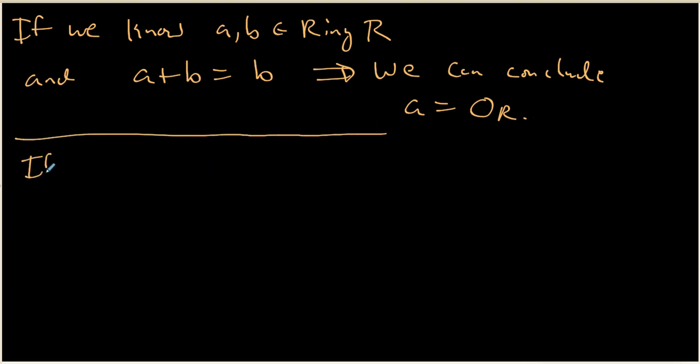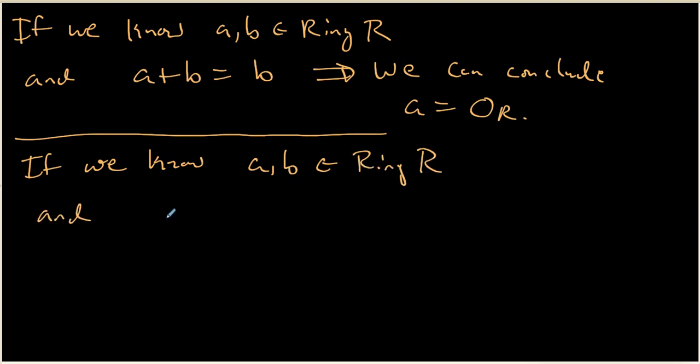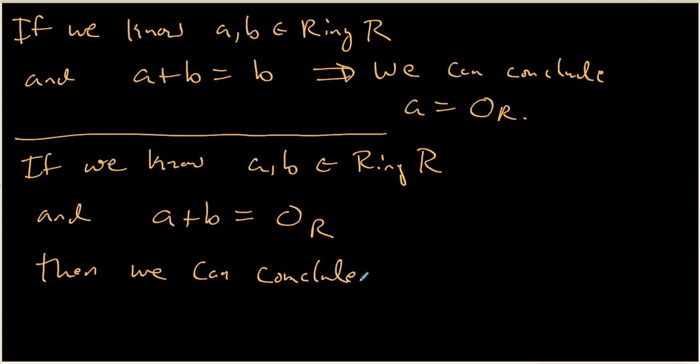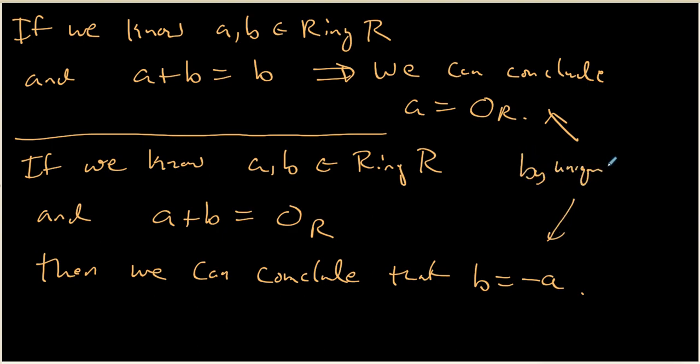Likewise, if we know that A and B are both inside a ring named R, and I happen to know that A plus B just happens to be the 0 element, then I can conclude that B just happens to be minus A. And both of these things are by uniqueness of the appropriate identity in the first statement and the inverses in this statement.